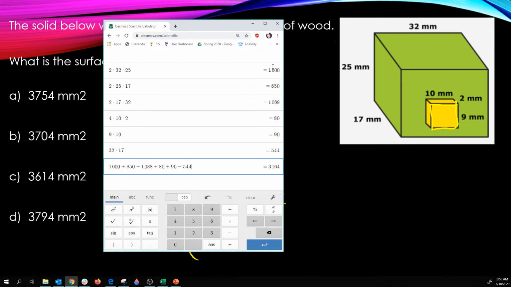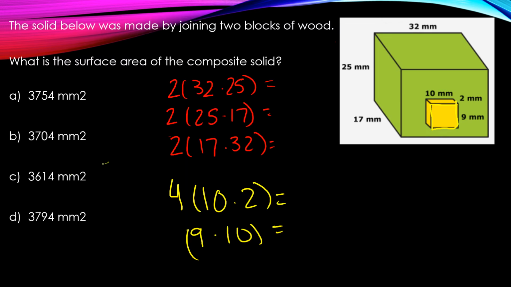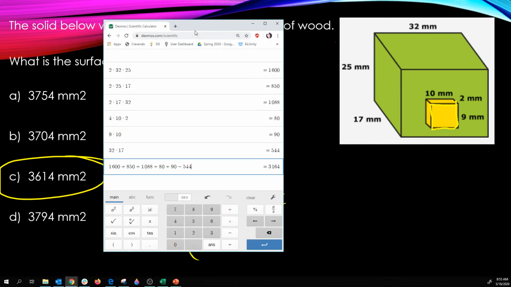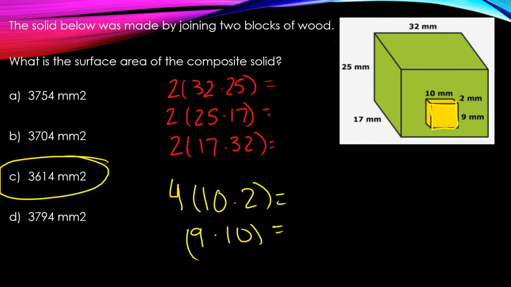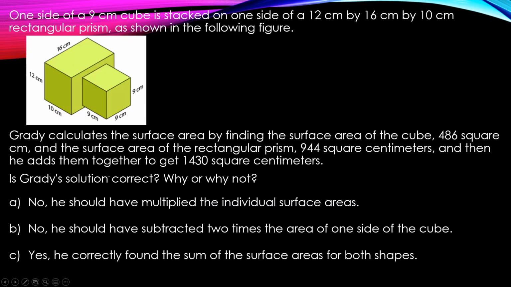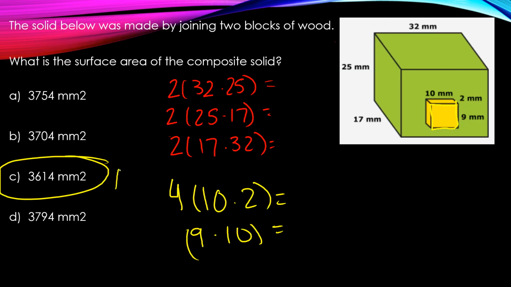So once we add up all of our areas, we need to subtract this 32 times 17, which is this small area of this box. And when we do that, we get 3,164. Okay, so for this answer here, 3,614 would be our answer. Whoops. Yay.